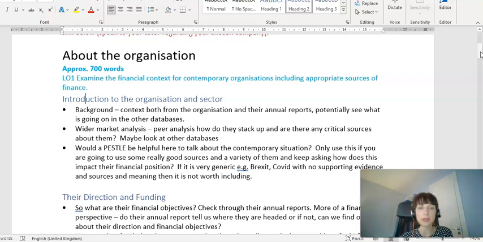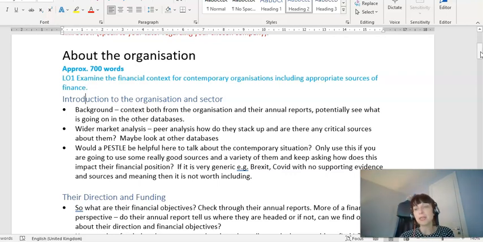So we're looking at what's going on. We're looking at a wider market analysis. So where do they fit compared to their competitors? And just trying to find really good evidence sources for that. So it could even be industry press as well.